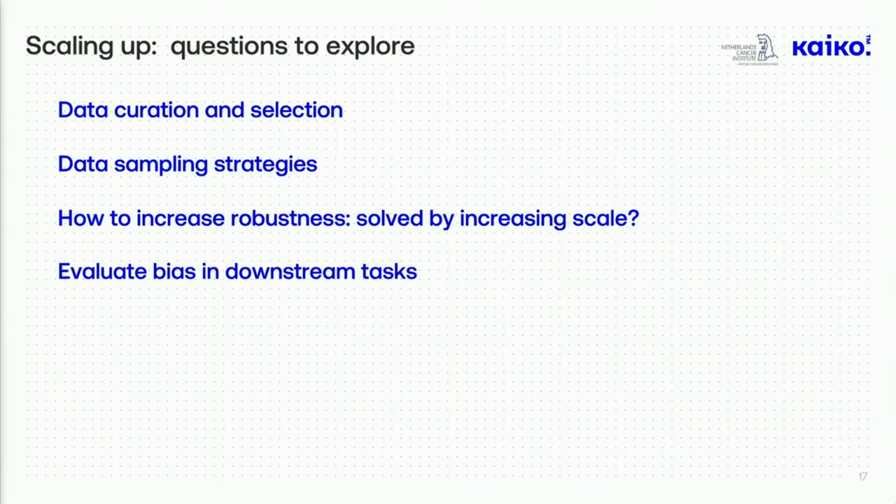When you scale up, there are some questions that you need to explore. So I mentioned data curation. You have to find a diverse and representative set of the data. Also data sampling, like the patch sampling that I discussed. Will the robustness issues that we saw, where the hospital plays such a big role in what the model learns, go away if you increase the scale? That will be an interesting question to see.